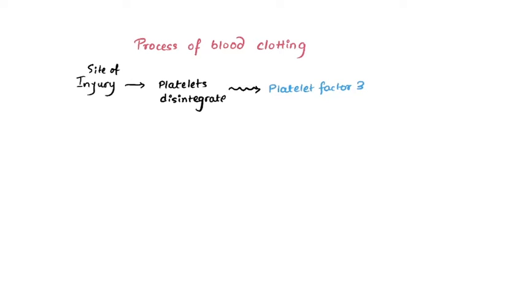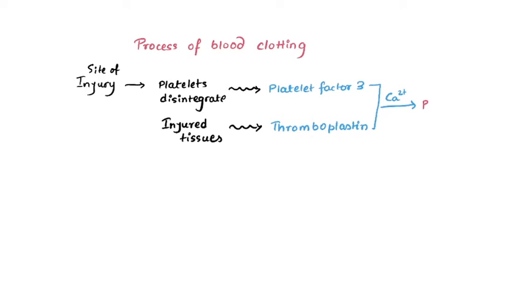Also, at the site of injury, the injured tissues are releasing something called thromboplastin. Now, these two factors, thromboplastin and platelet factor 3, with the help of calcium ions and certain proteins of the blood, produce an enzyme which is called prothrombinase.